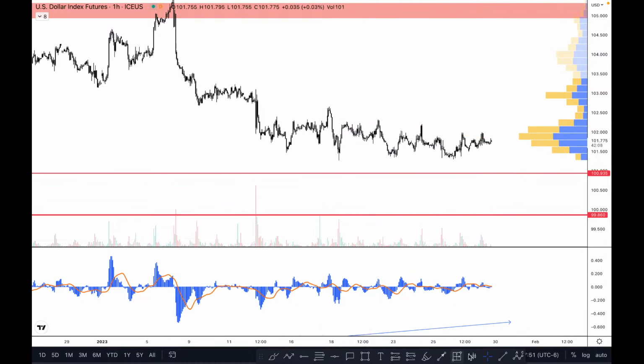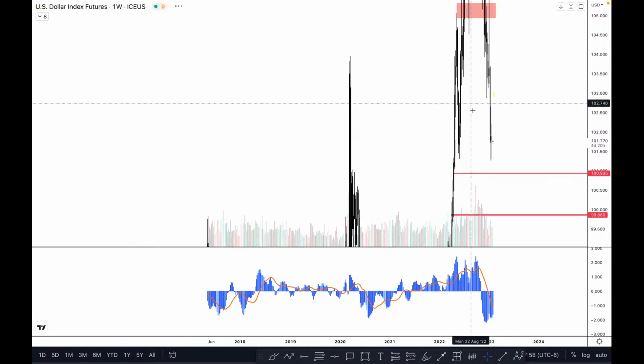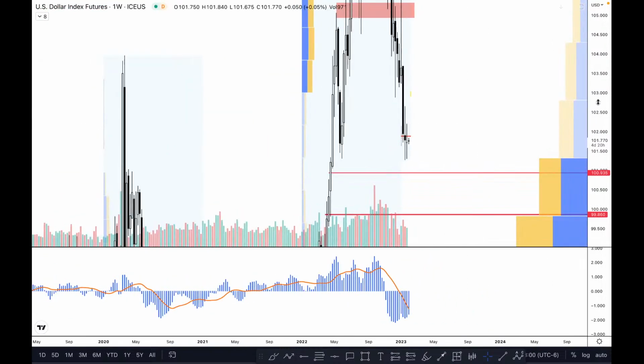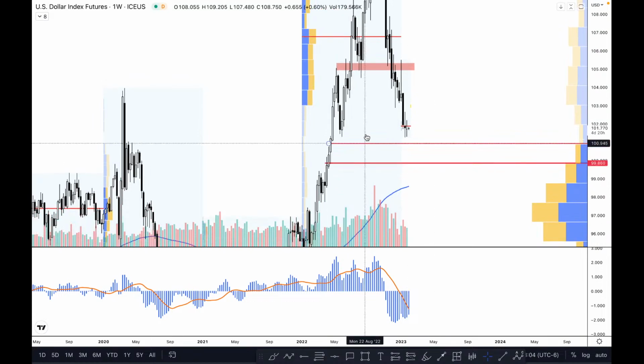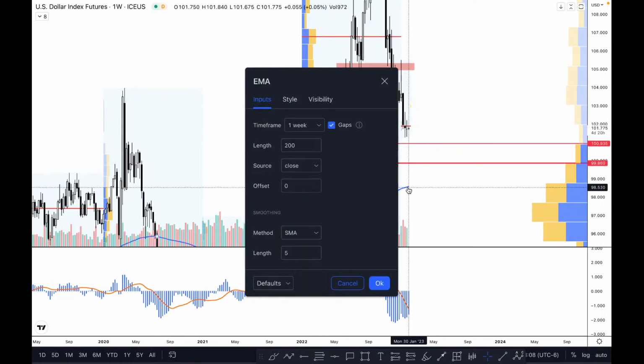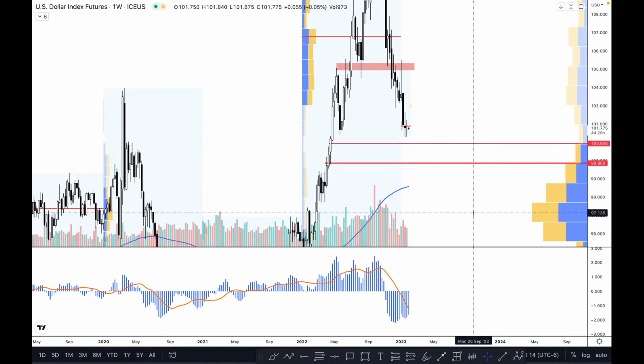So we're being very patient. You can see on the weekly, it is starting to give a possible rejection in an area where it rejected in the past. That's something very interesting to note. This is, I think, a 200-week moving average. So we're going to go ahead and put the 200 moving average on all the charts.